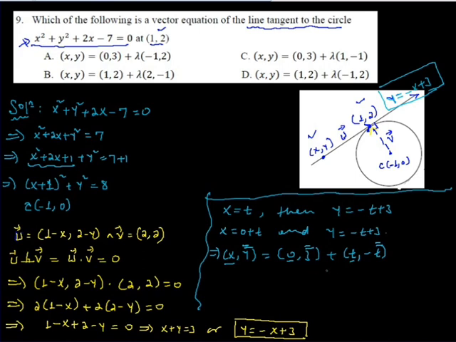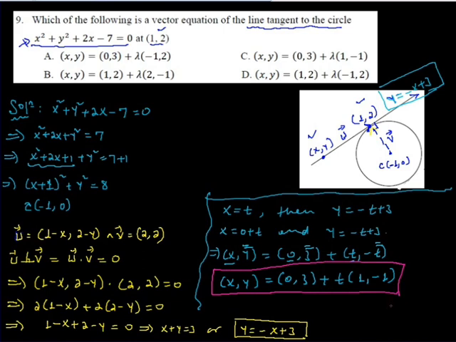Therefore, we can write it like this: (0, 3) plus t into (1, minus 1). This is the vector equation of a line which is tangent to the circle at the given point of tangency. So this is the required answer. So our answer will be C.